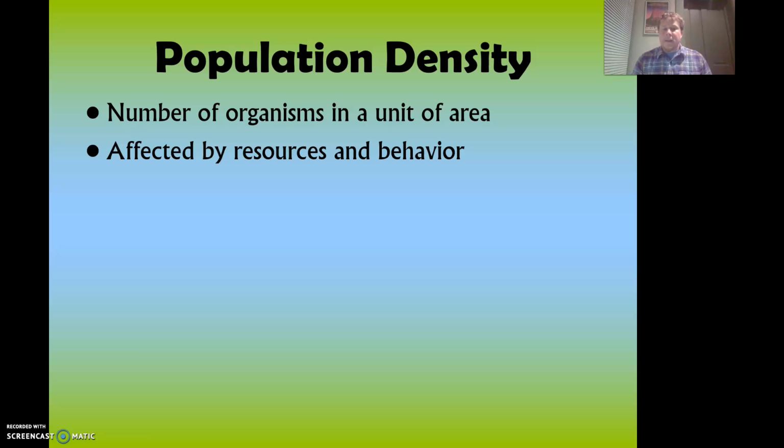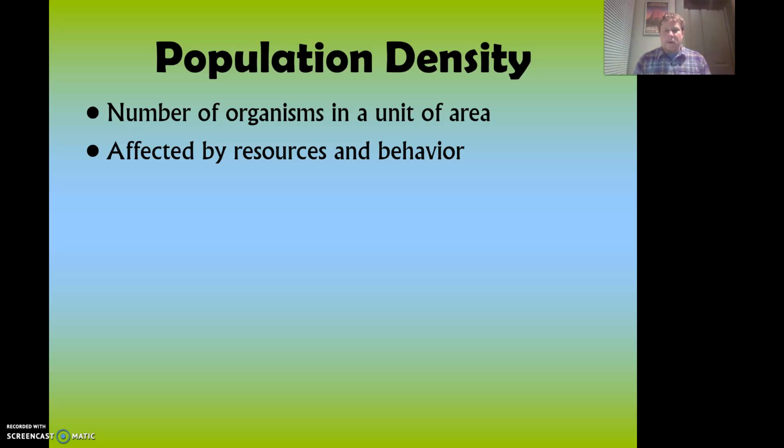Now, the population density is affected by resources and by behavior. So we would expect the density to be a lot higher in places where the resources are more. We're probably not going to find as many rabbits in a location where they don't have the food that they need. Or if there is not a lot of water in a location, we're probably not going to find a lot of plants that need a lot of water, like a cattail might.